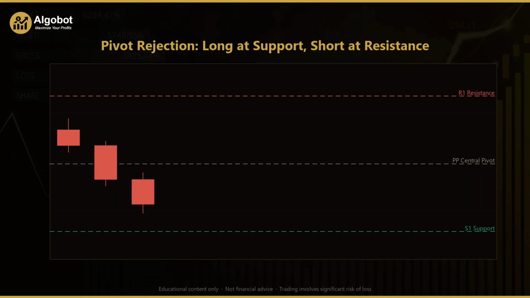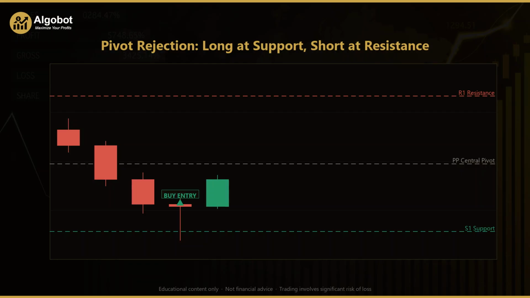Watch the opening candles on the left. Price is drifting lower, candle after candle, sliding down from above the central pivot and heading toward support. By the second and third candles, the market is pressing right into the green support zone. This is the moment the strategy is waiting for. Not a clean break, but a test.